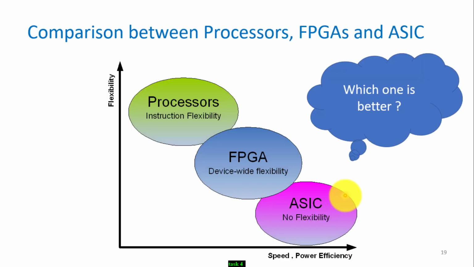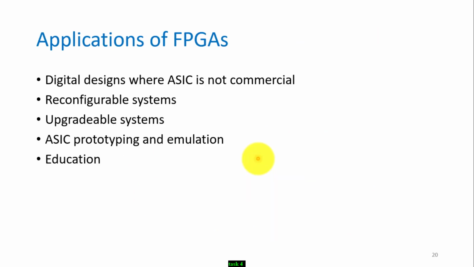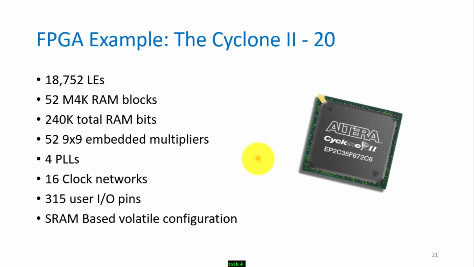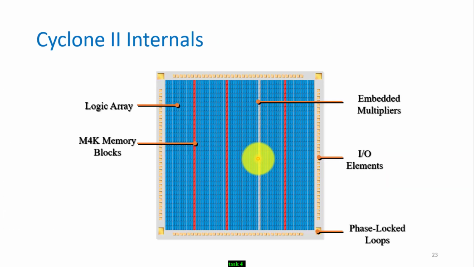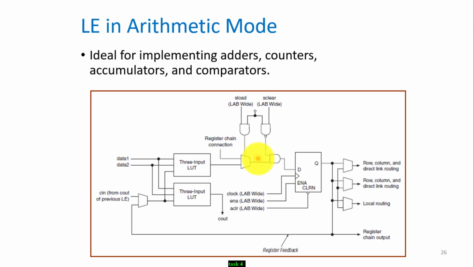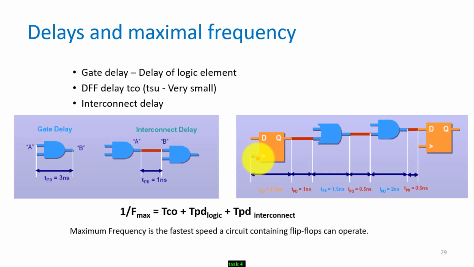Now here is a comparison between processors, FPGAs, and application-specific ICs. Which one is better? Again, it depends on your application. Application-specific ICs are not flexible, however, they are fast and power efficient. Processors are very flexible, but they are slow and less power efficient. They consume a lot of power. FPGAs come somewhere in the middle. Here are some applications, and this is an example, which is the Cyclone 2 FPGA IC. These are all explaining that particular IC and how it is interconnected.